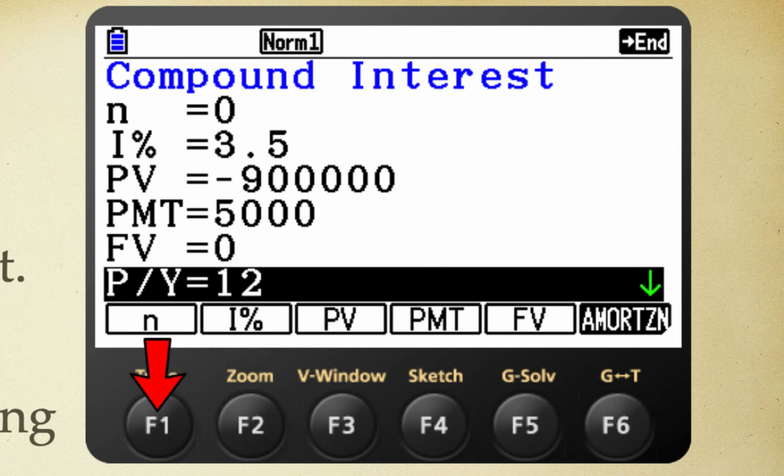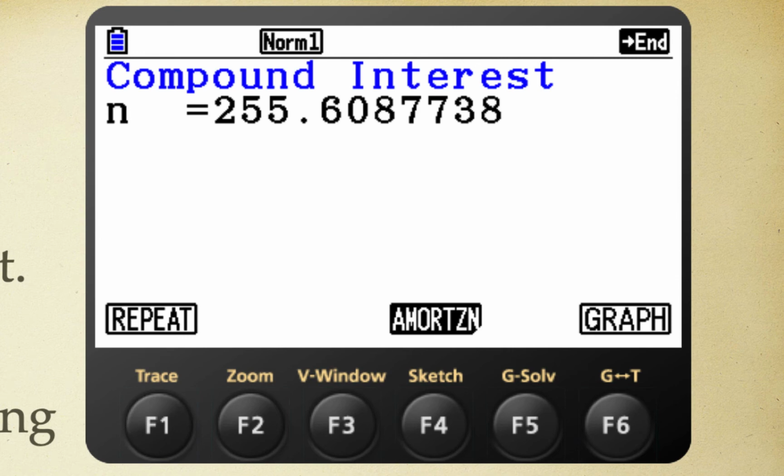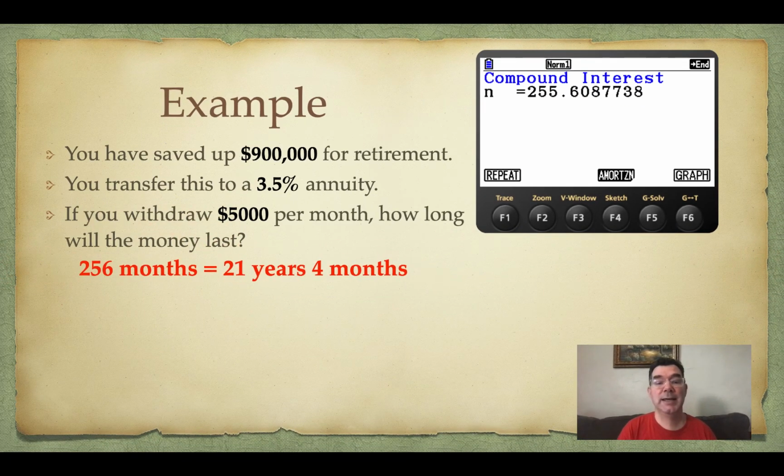So now I'm not calculating the payment. I already know what that is. That's 5,000. So I'm calculating n. And so that means that n is going to be 255.6. What does that mean? That means that that money is going to last me 256 months, which if you convert it to years is going to be 21 years and 4 months.